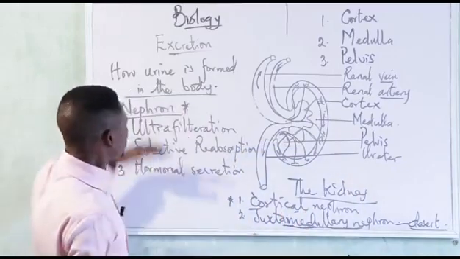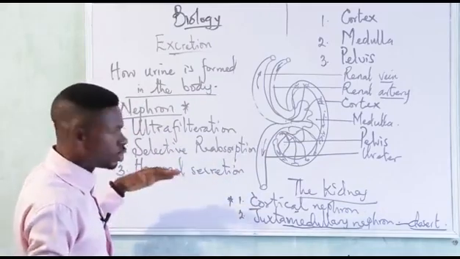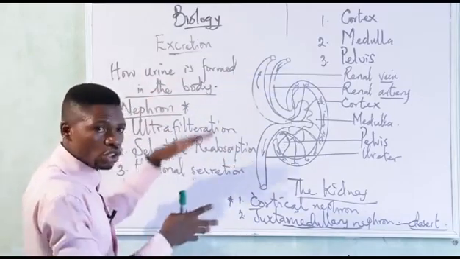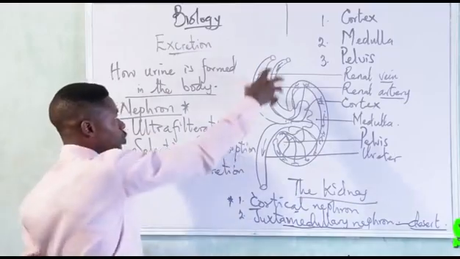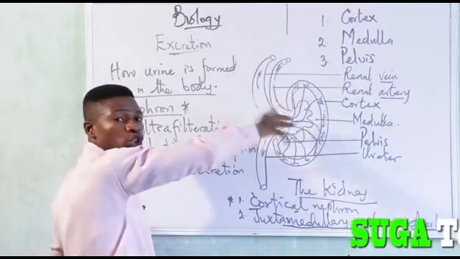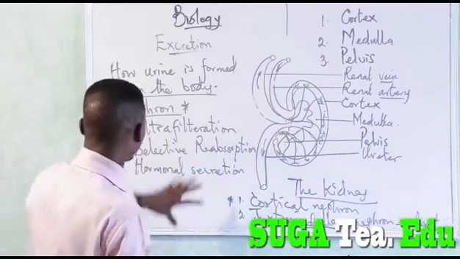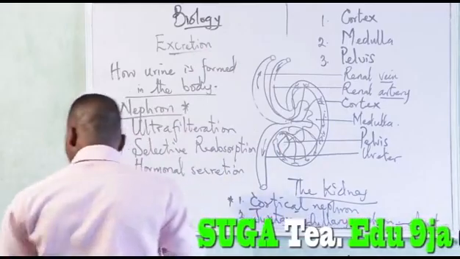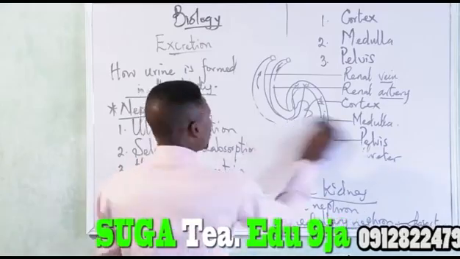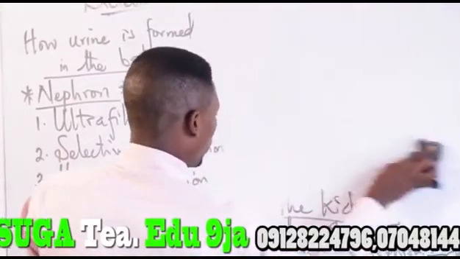Now, what is the structure of the nephron? If you know the structure, you will know how it functions. We've seen the structure of the kidney, and definitely now you know that it filters and removes waste. It also helps in the osmoregulation of the body, that is the water balance in the body system. Now let's quickly look at the structure of the nephron. The nephron is the functional unit of the kidney.